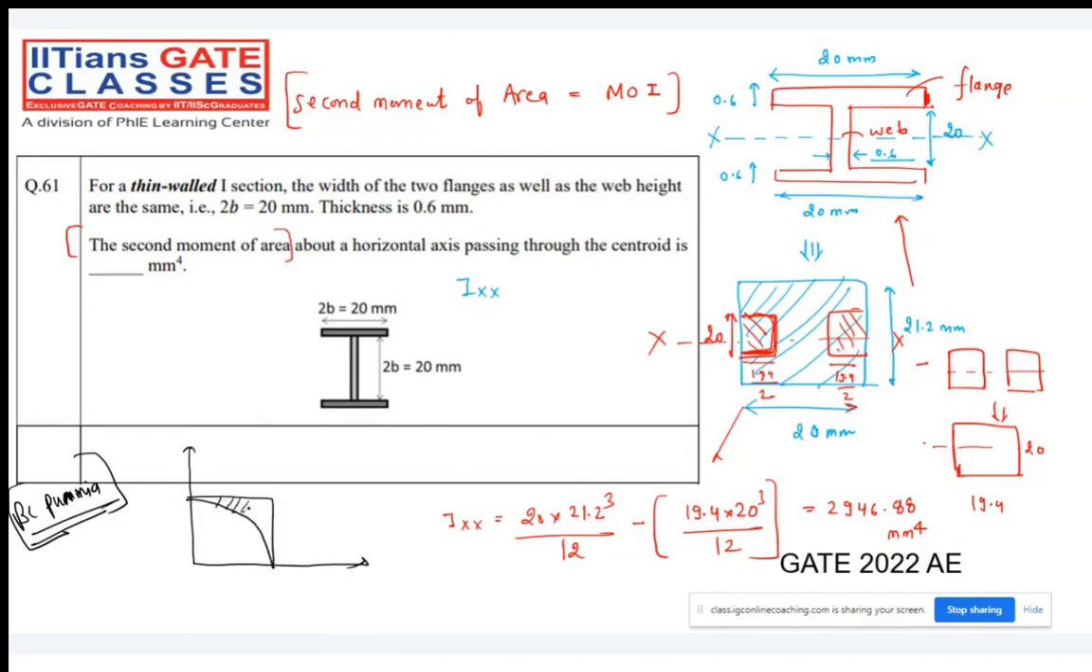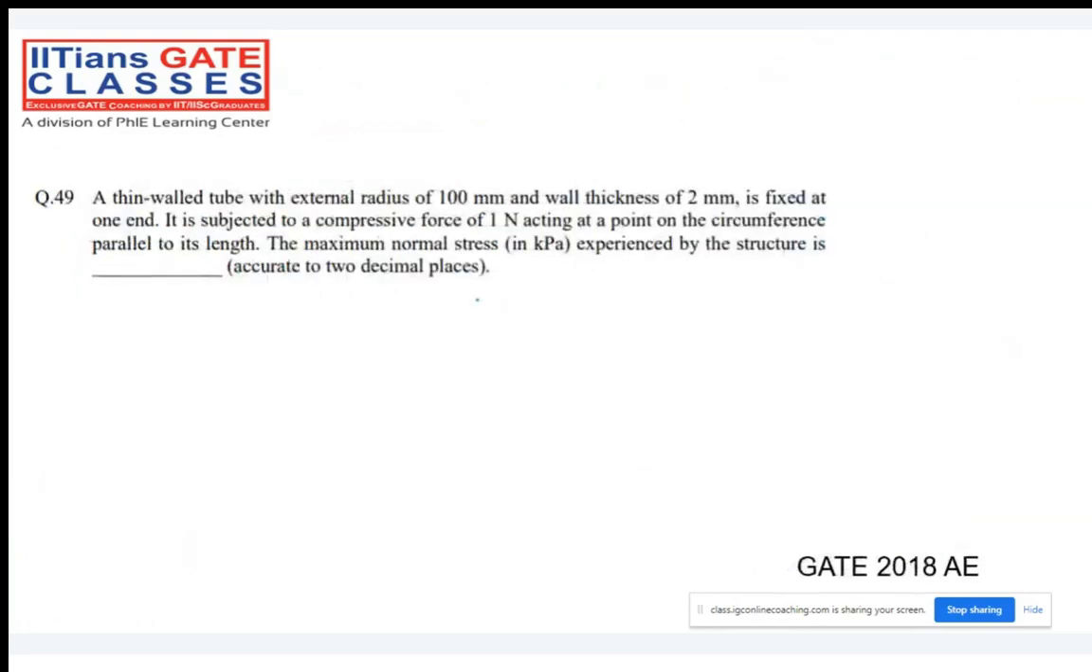What about the moment of inertia about the IYY? A lot of examples I can ask. Unless you know the concept, it will be very difficult to solve. So at least solve 10 examples before the exam, regarding moment of inertia as well as centroid calculations. Now, try to solve this particular problem.